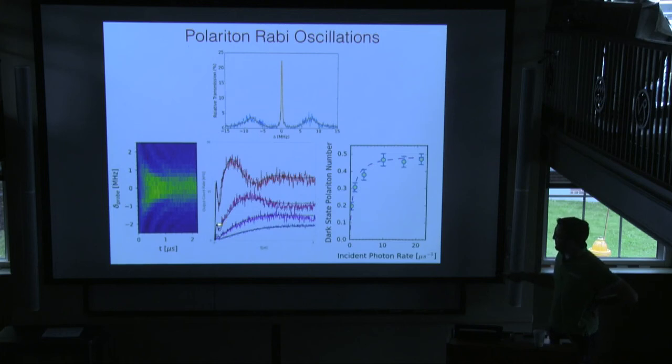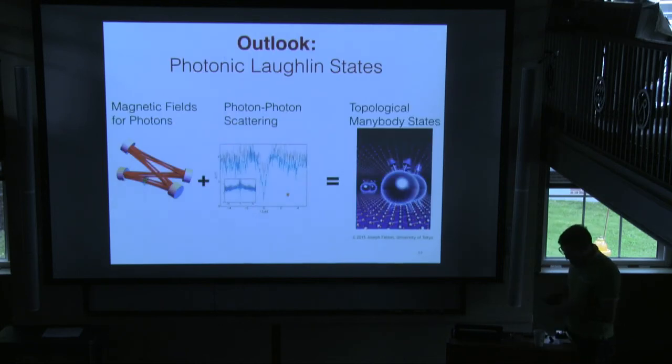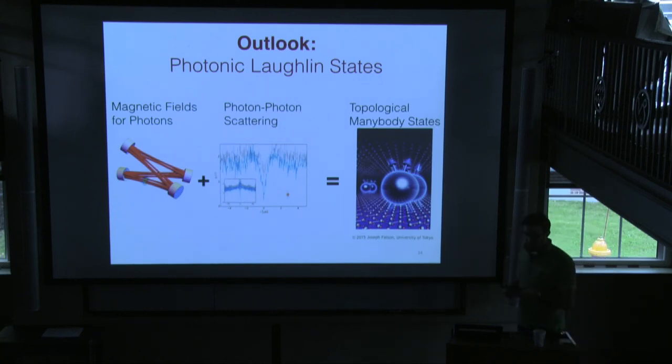In fact, we can even start to drive Rabi oscillations on this dark polariton resonance. So basically the system Rabi oscillates one polariton into the cavity and back out and so forth. This dark polariton number really saturates at 1/2 at high drive powers, which is evidence that this is really effectively a two-level system here. So this is the kind of single transverse mode version of this story. And the game moving forward is to apply these ideas in a multiple transverse mode paradigm to make Laughlin states.